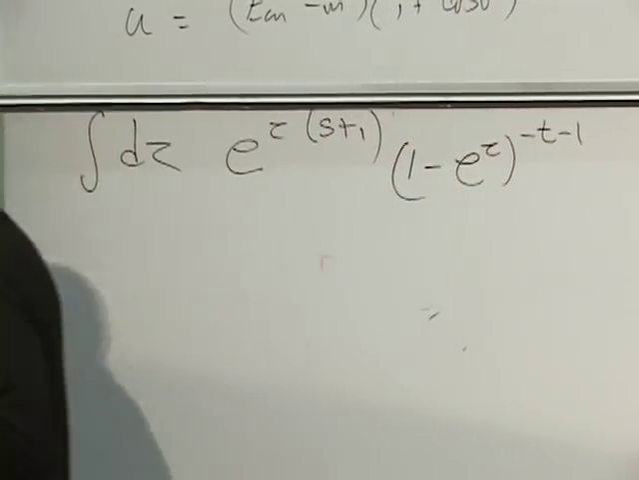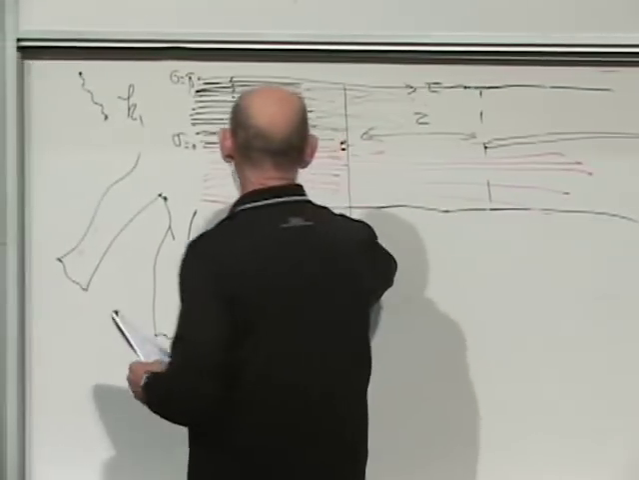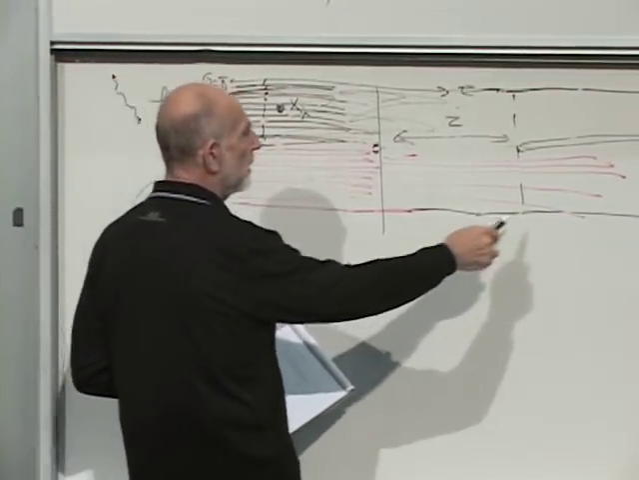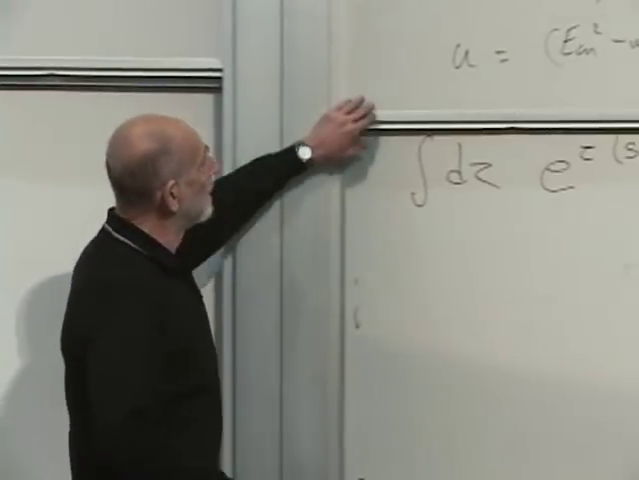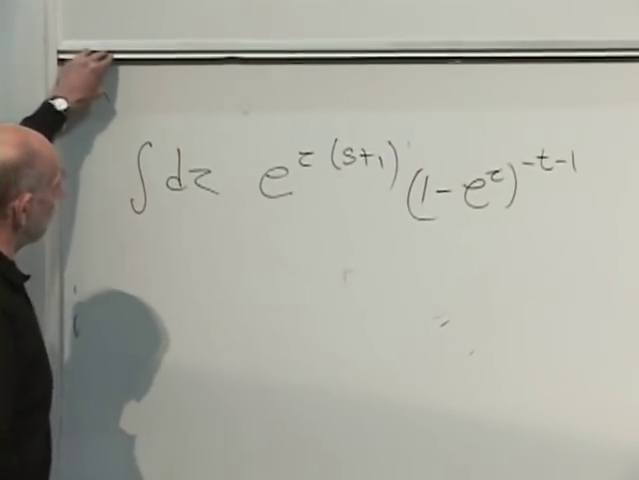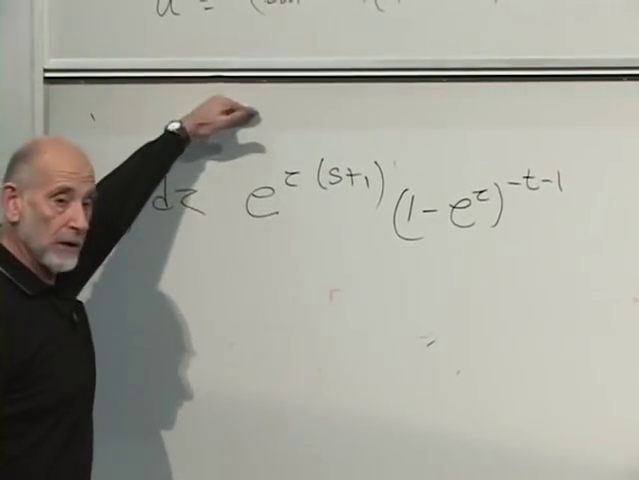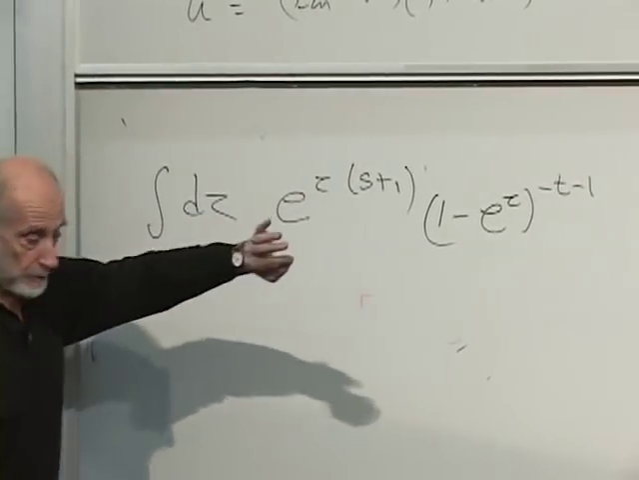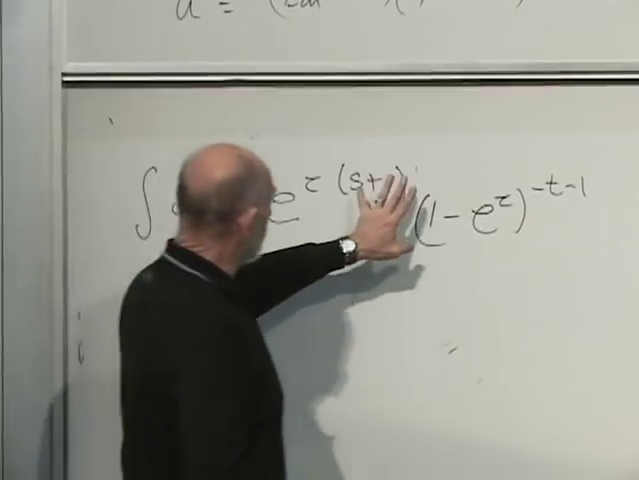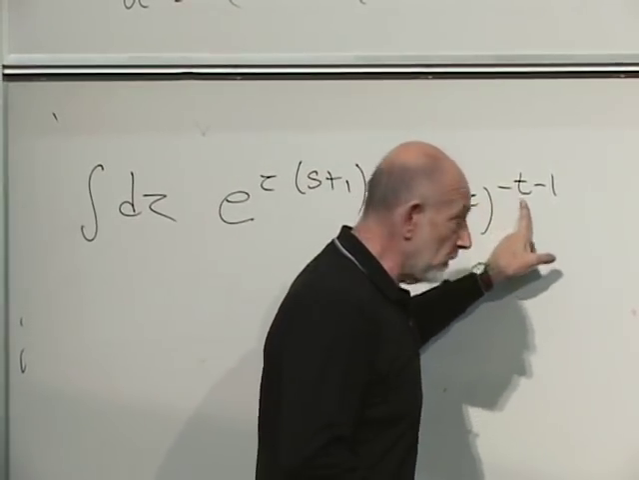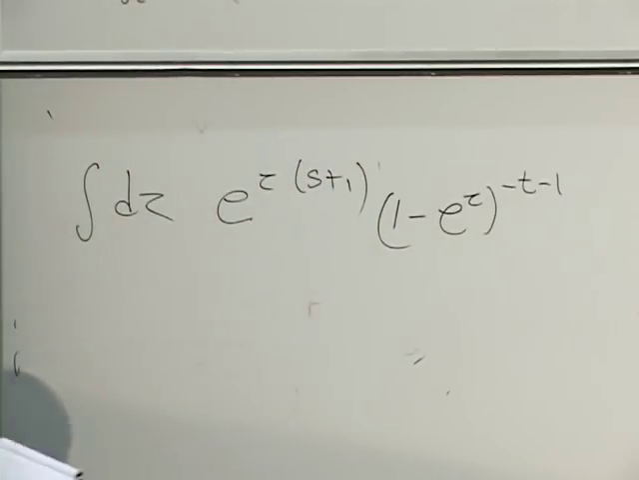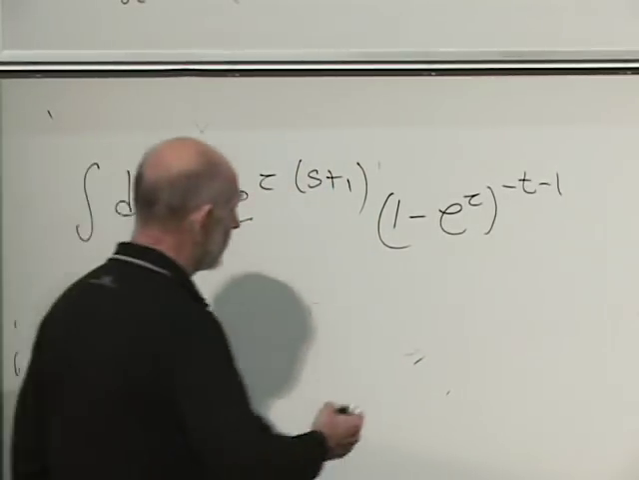T is the momentum change between the initial particle here and the final particle here. Remember, those momenta are coded in this wave function, which I've erased. They were coded in the wave function in terms of those exponentials. Initial momentum, the center of mass energy, and here is the momentum transfer. It appears in the formula. And then you have to integrate it, d tau.